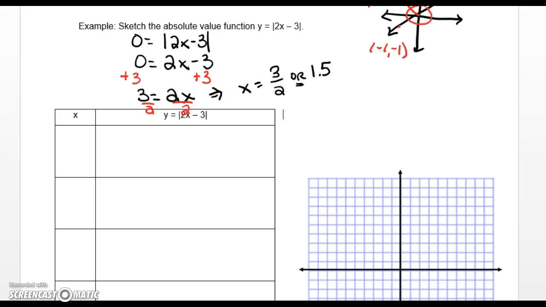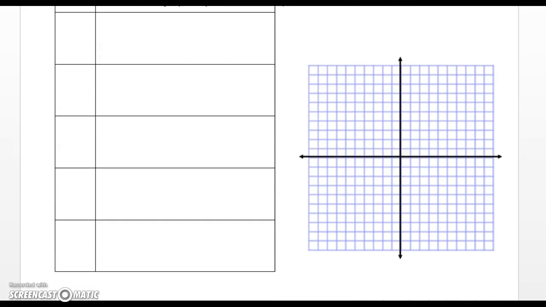So that goes in the middle of our table values. I'm going to put 1.5 right here, and then we know that that would give us a y value of 0. Then what we can do is choose a couple values above and a couple values below this x equals 1.5, just so that we can graph it and have a good idea of what's going on.